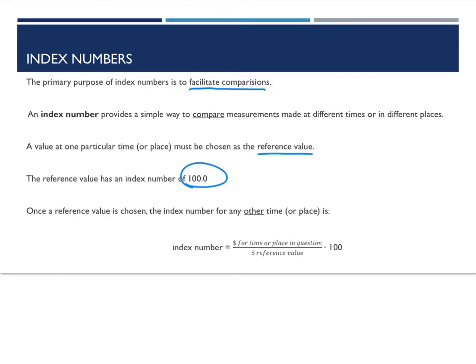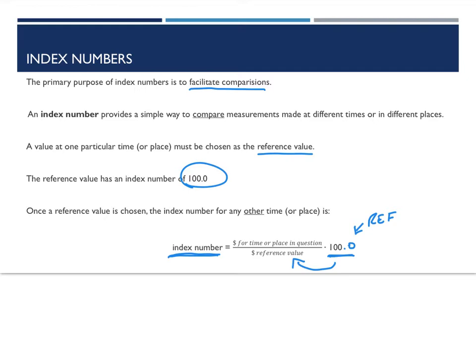Now, we're going to have two formulas in this section. This formula is to find an index number. This 100 on the end is actually 100.0. It is the index number for the reference. That's the reference value index number. So if I'm looking for an index number, the number on the end is the reference index number. In my formulas, whatever number is there on the end is going to be connected to the number that's in the bottom of the fraction.